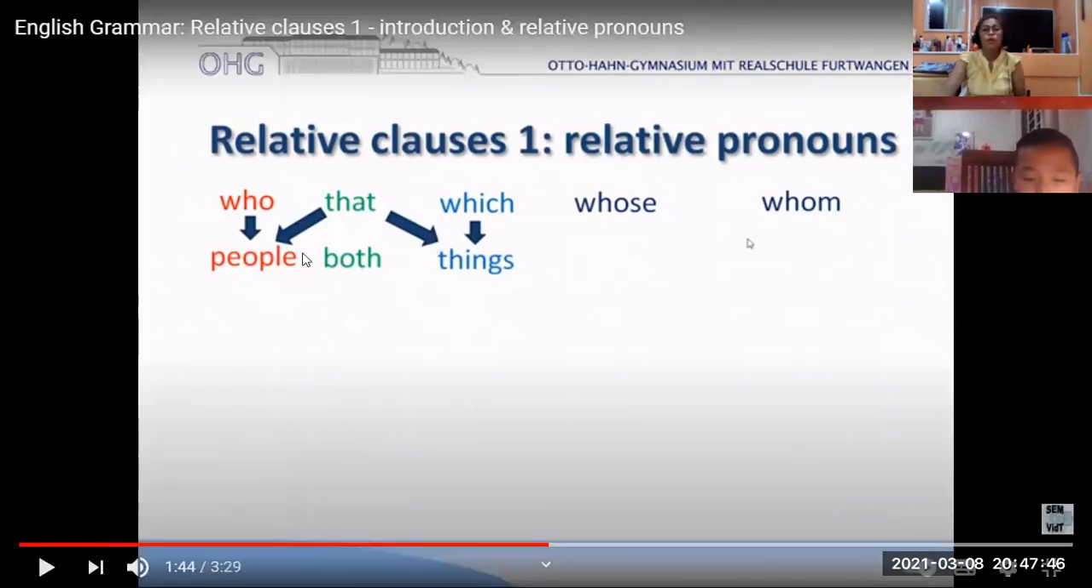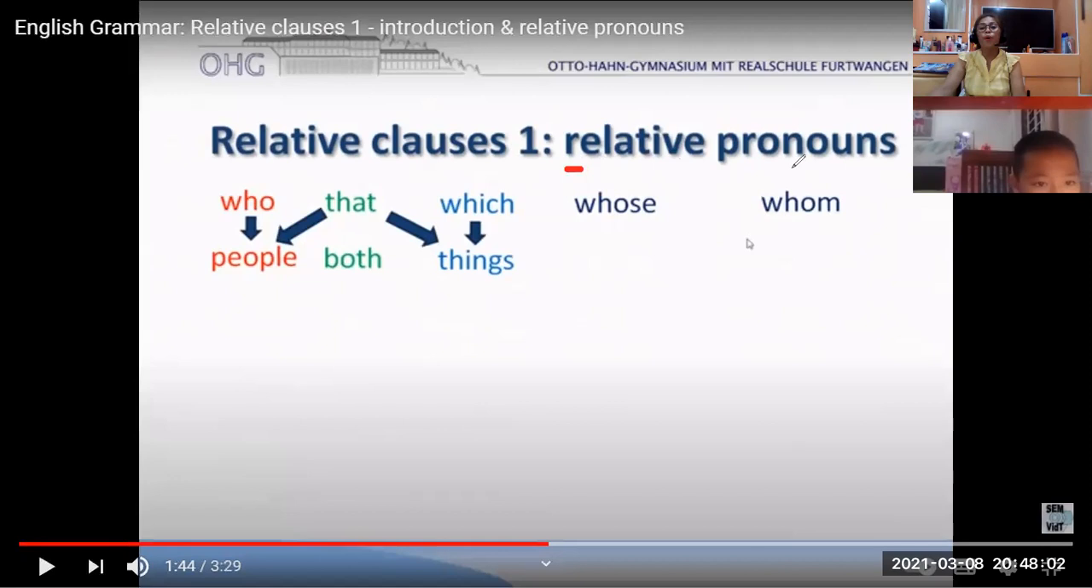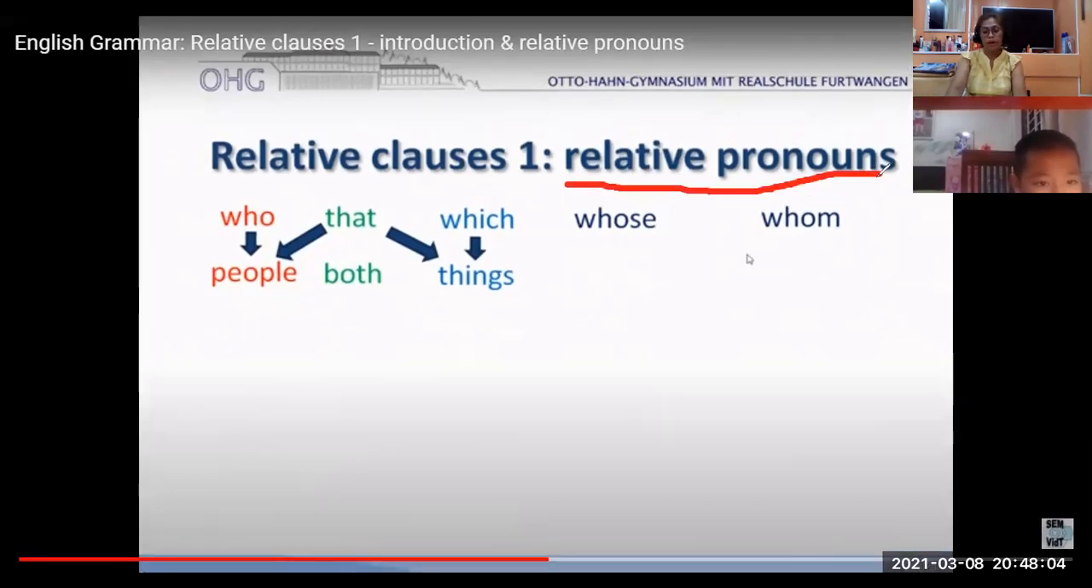Okay, Keo, these are the relative pronouns under relative clauses. Okay, who, which, whose, and whom, they are what we call relative pronouns. Okay, they are relative pronouns. Yes, now continue the lesson.